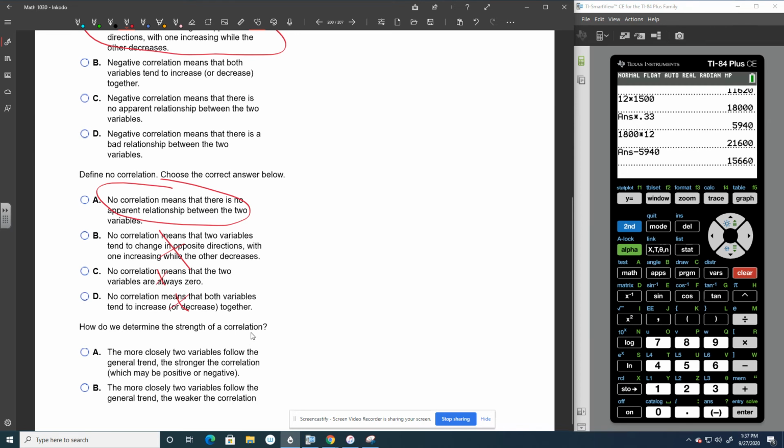How do we determine the strength of a correlation? So the more closely, remember the strength is the closer they are together, the more straight that line is going to be. So the more closely two variables follow the general trend, the stronger the correlation. The more closely two variables follow the general trend, the weaker. No, A sounds good. The closer they follow that trend, the stronger the correlation.